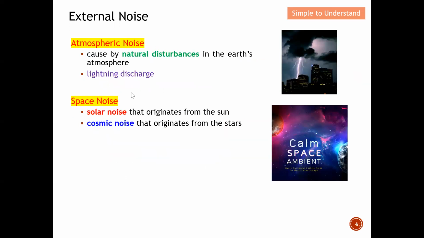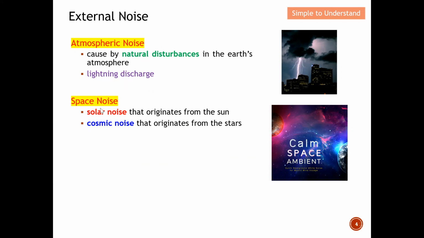Next, these two are not that significant for external noise. Most of the time, we eliminate them. For example, for atmosphere noise, we have some form like lightning discharge. Most of the time, we will do some EMC testing to ensure our device can withstand this kind of lightning discharge. Other than that, it is very difficult to minimize lightning discharge. We can only ensure that our DUT can survive it.